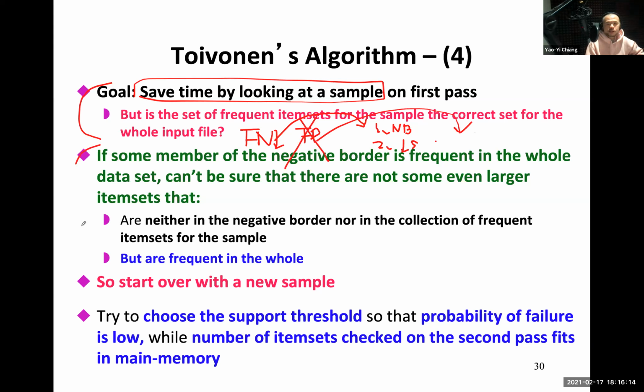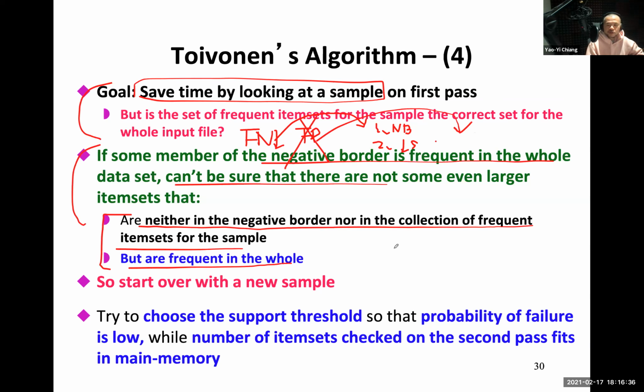So if some members of the negative border are frequent in the entire data set, we cannot be sure. It could be some of the even larger item sets that are neither in the negative border nor in the collection of the frequent item sets for the sample, but are frequent in the entire data set. Let me show you this. So for example, if we do have A, B, C that are not frequent, but all the immediate subsets are frequent.